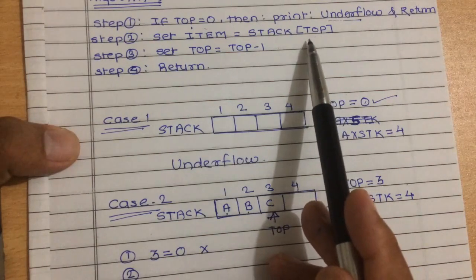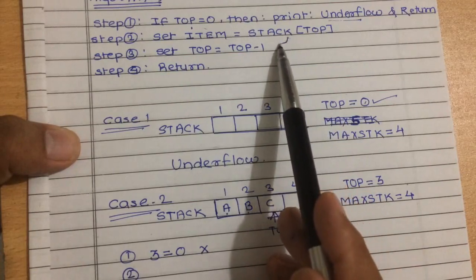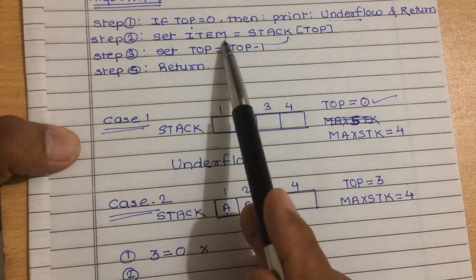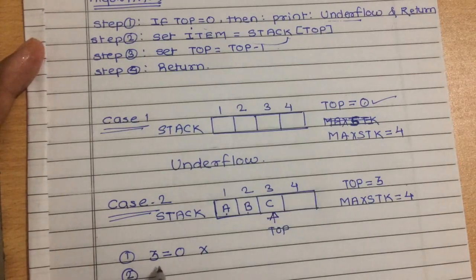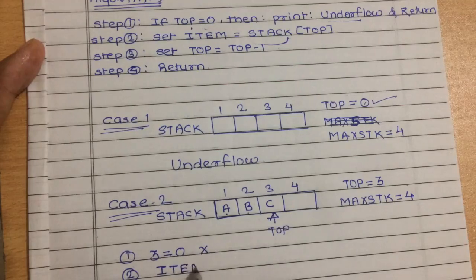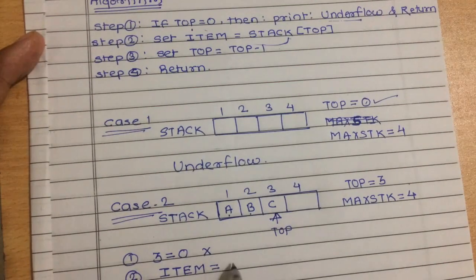Whatever element is present at the top of the stack will get assigned to the item. So item is a variable in which we are going to save the element which is to be deleted. Whatever element we are going to delete will get stored in the item. So here in this case we'll see the second step. Item is the name of the variable where we are going to store the element which is to be deleted.